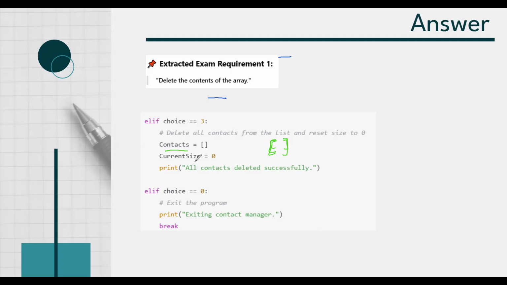And then you need to reset the size to make the current size become 0. Then you can print a statement saying that all the contacts are already deleted. This is so simple. So even if you don't know how to add new contacts, looping through the array and displaying all the contacts and deleting all the contacts is something that I would really start with. And for exiting the program, just put break with a print statement that says exiting contact manager. This is something very simple that I would advise people to start with.